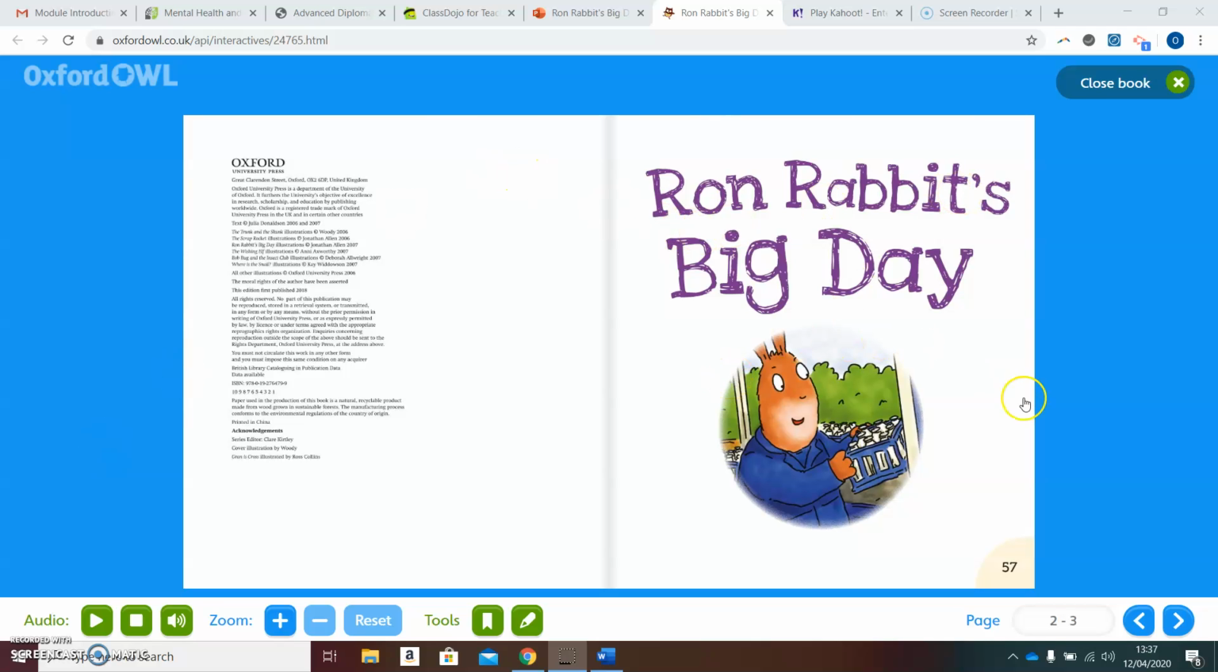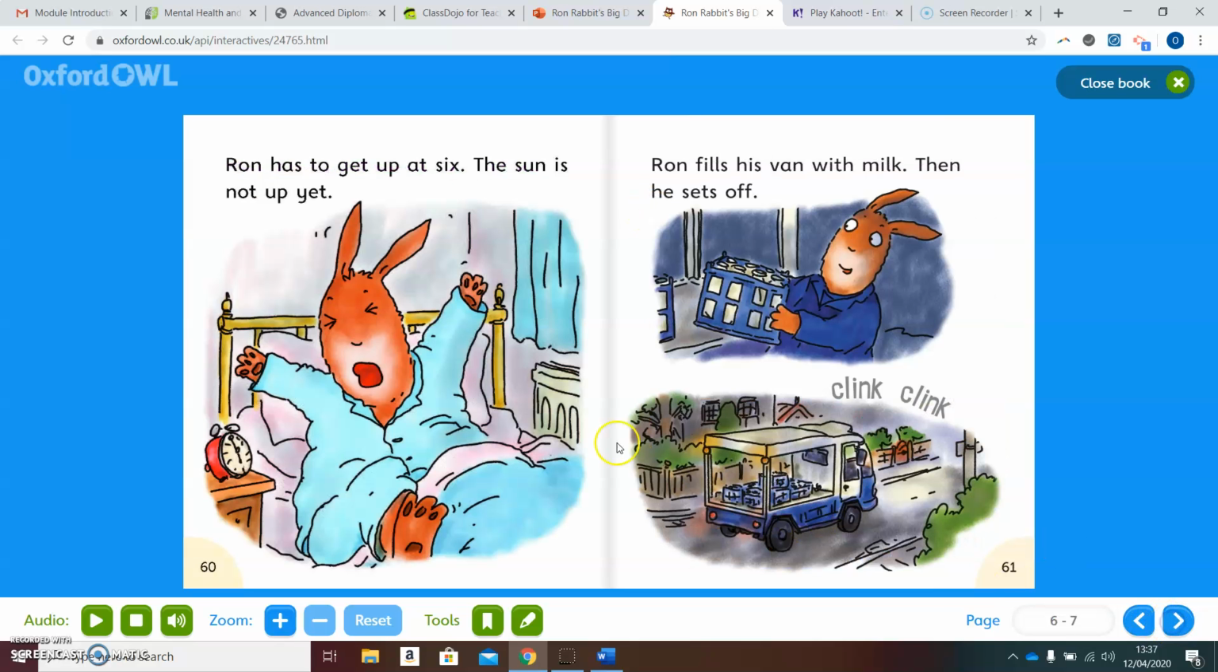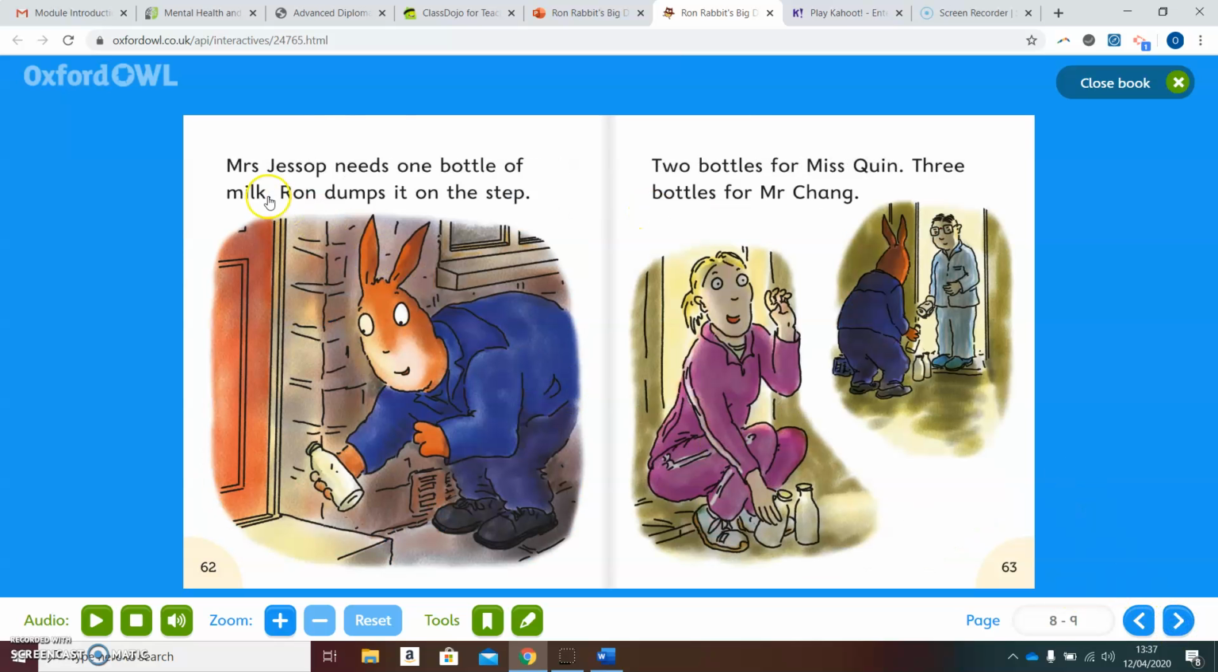Ron Rabbit's Big Day. Ron Rabbit has a new job. He is a milkman. Ron has to get up at 6. The sun is not up yet. Ron fills his van with milk. Then he sets off. Mrs. Jessup needs 1 bottle of milk. Ron dumps it on the step. 2 bottles for Miss Quinn. 3 bottles for Mr. Chang.